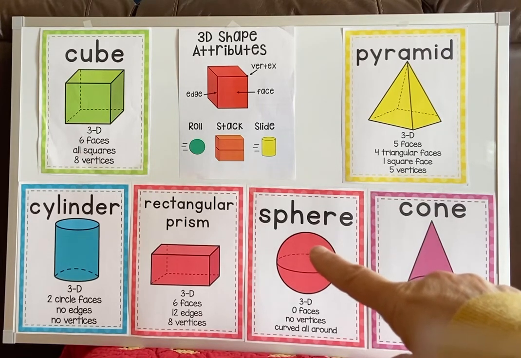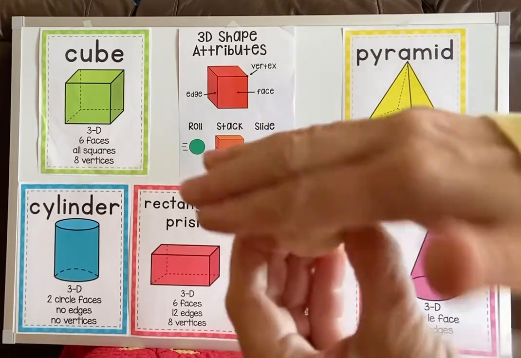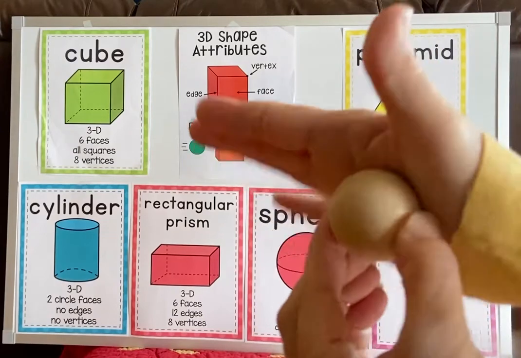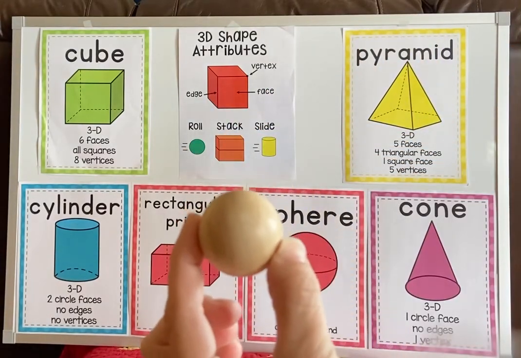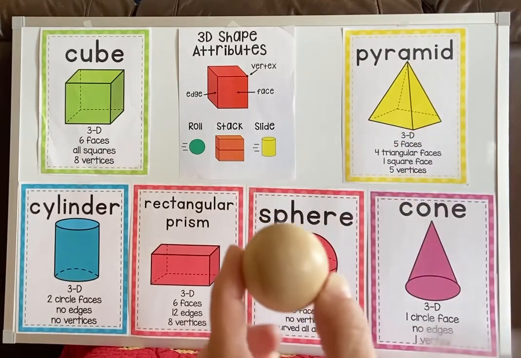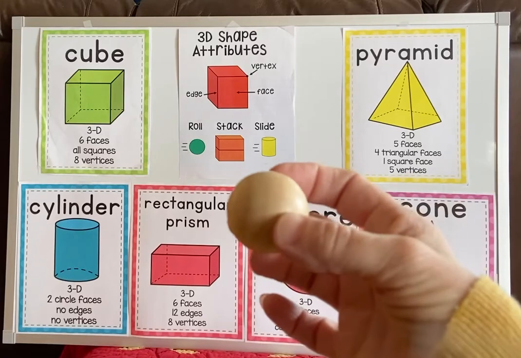Next, let's look at the sphere. On our poster right there, it says that a sphere has no faces. It doesn't. It doesn't have any flat parts that I can put my hand on. It just goes around. So it doesn't have any faces. Does it have any corners or vertices? No, it doesn't. And does it have any edges? No.